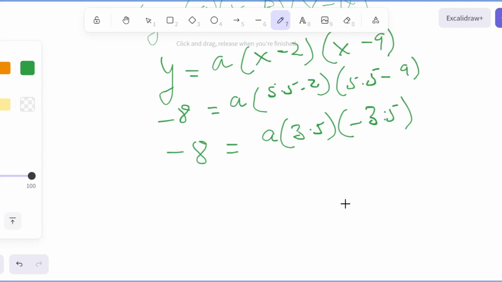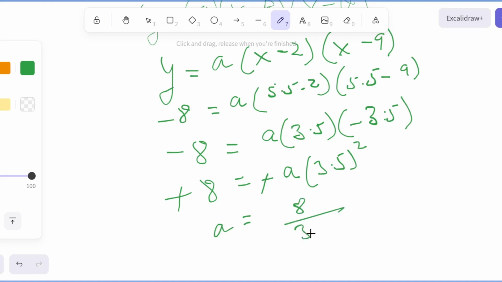Are we all good so far? Okay, no doubts. So now minus 8 equal to minus a times 3.5 raised to power 2, because there are two 3.5s. This minus minus anyhow gets canceled on both sides, and a will be equal to 8 upon 3.5 raised to power 2. And how much will be 3.5 raised to power 2?